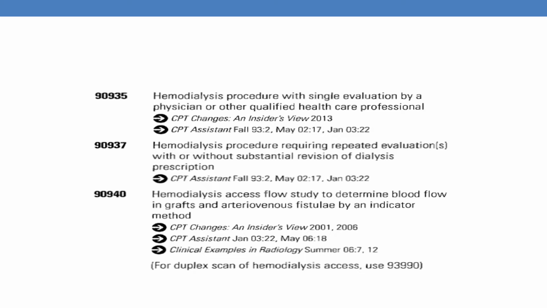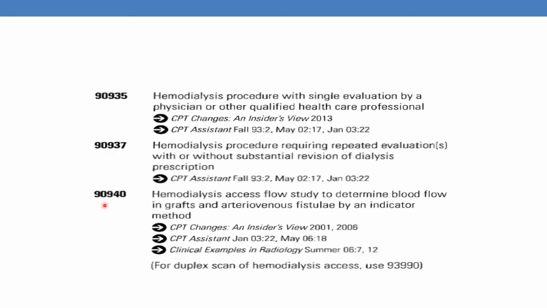Now, here you can see the various CPTs and the descriptions. The first CPT is 90935. It is coded for hemodialysis procedure with single evaluation by a physician or other qualified healthcare professional. And for hemodialysis with repeated evaluation, you can see the description of 90937: hemodialysis procedure requiring repeated evaluation or evaluations, with or without substantial revision of dialysis prescription, the code is 90937.